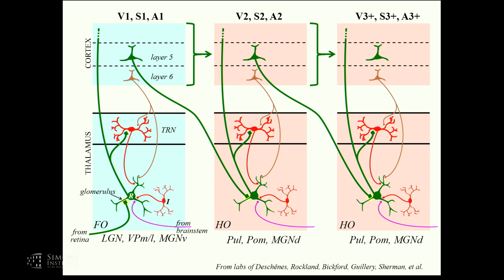And this raises a number of questions. First, how often is this parallel organization seen? Or to rephrase the question, how often are areas connected just by the direct or the transthalamic pathway?